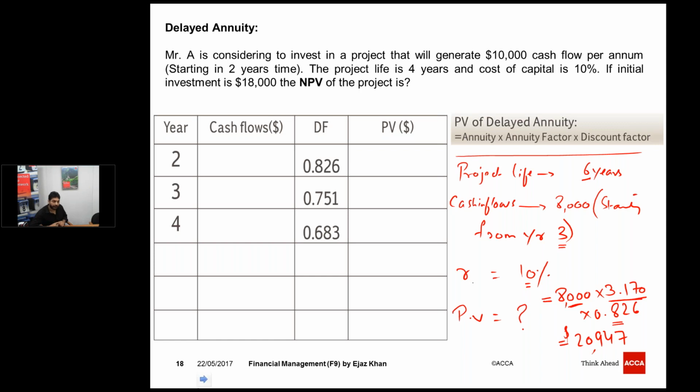Initial investment should not be counted while calculating the cash inflows because we are not calculating the total cash flows, we are calculating only the cash inflows. We'll just count the cash inflows. Remember, when calculating cash inflows, we'll ignore the initial investment because it's a cash outflow, not cash inflow.